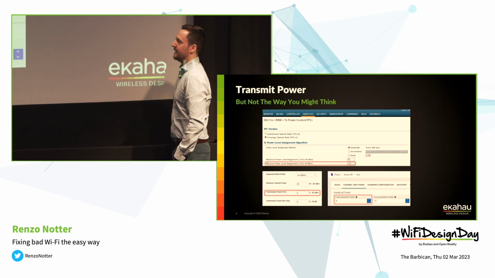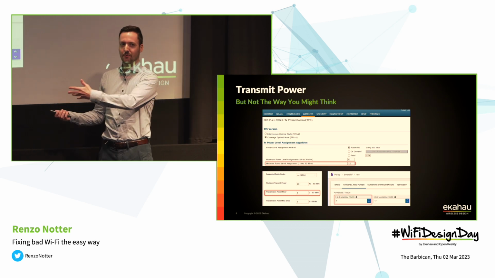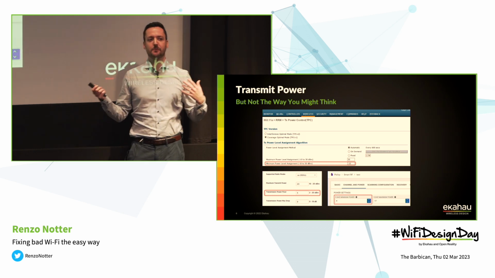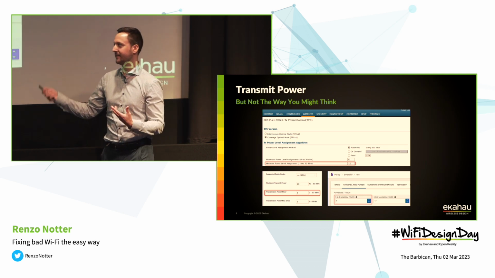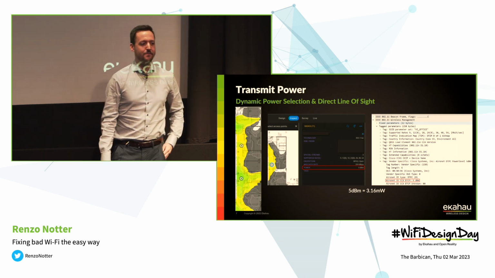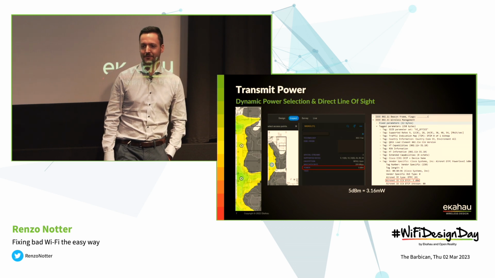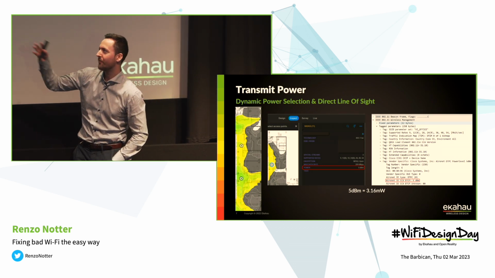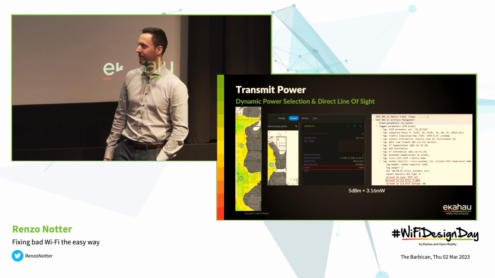Why might that be a problem, right? Because we are using dynamic power selection. The access point is making the decision, and we try to leave it up to the access point to make the decision. So the problem is improper AP placement. How many times have you, by yourself, placed access points in corridors? We know we try to avoid it, but in the end, sometimes it's unavoidable.